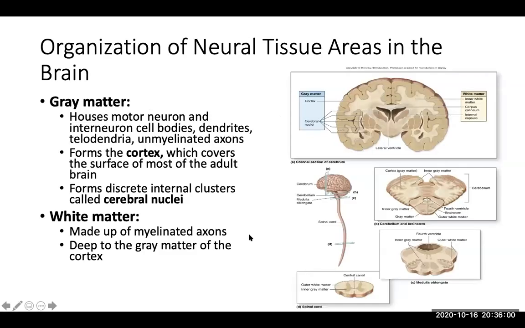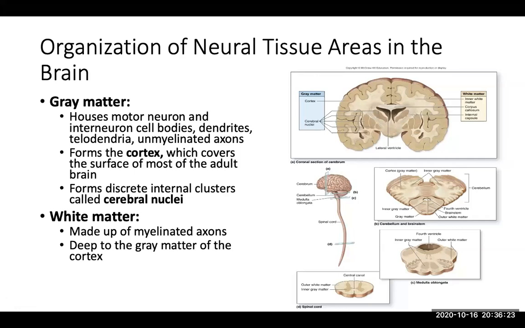The gray matter houses all of your motor neurons, interneuron cell bodies, dendrites, telodendria, which are the endings of the dendrites splitting apart, and unmyelinated axons. Your gray matter forms the cortex, which is the outer, most superficial layer of the brain, and it also forms discrete internal clusters called cerebral nuclei.